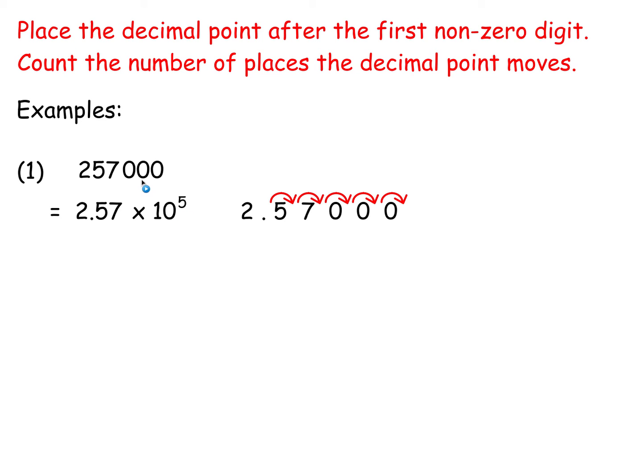Same process, putting a number into standard form is used to take a number out of standard form. So if you wanted to reverse the process, you do exactly the same thing. Think about shifting the decimal point 5 places.